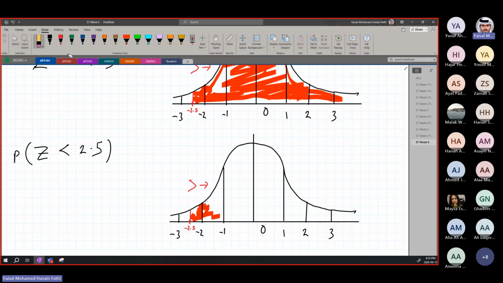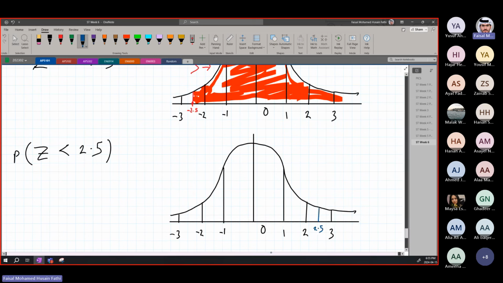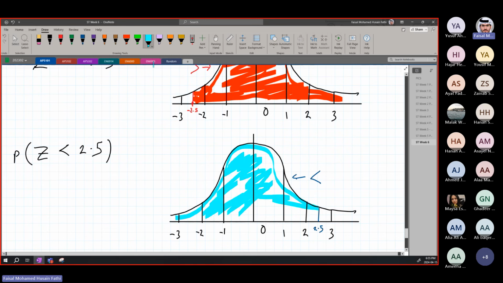So we're no longer dealing with all of this over here. Now we are dealing with less than. So we're not looking at these numbers anymore. We're looking at positive 2.5, which is going to be over here. Okay, so this is our 2.5. And we are looking at less than. Less than means we're going in that direction. So this is now our shaded area over here, up to 2.5. Okay, this is all our shaded area.